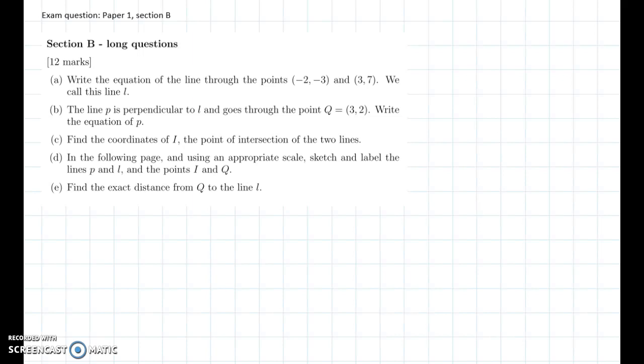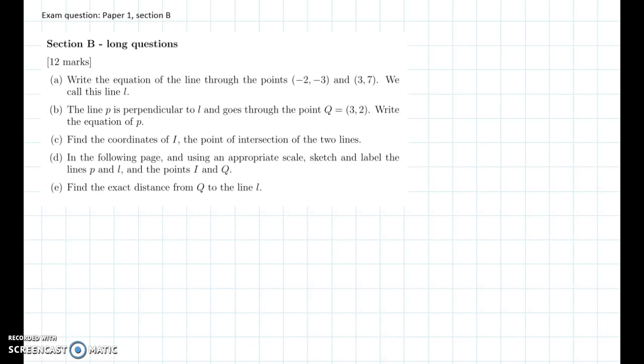So now you should stop the video and read exactly what the question is asking for you, not just the first part that you're going to solve first, but just the whole question to have an idea of what's going on. So now you know that part A and B are asking you to write equations of lines, and then in C you have to find the intersection of those two lines, and then in D you're going to have to do a scale sketch complete with all the labels of everything, and then at the end you're going to be finding a distance.